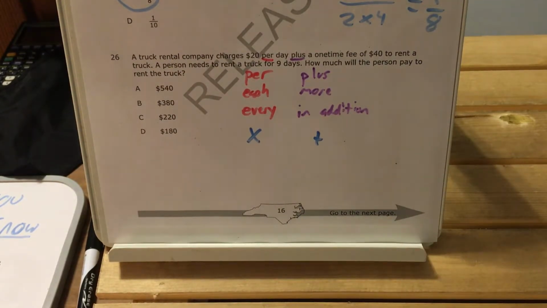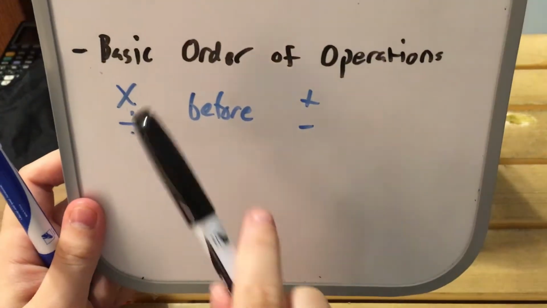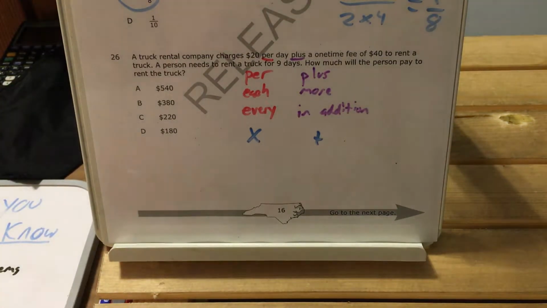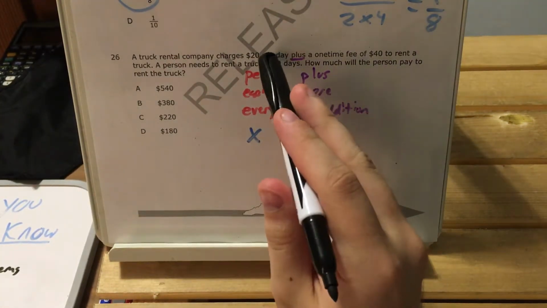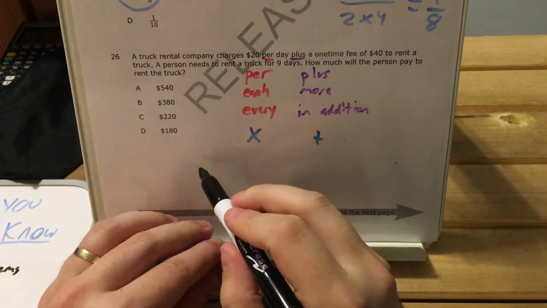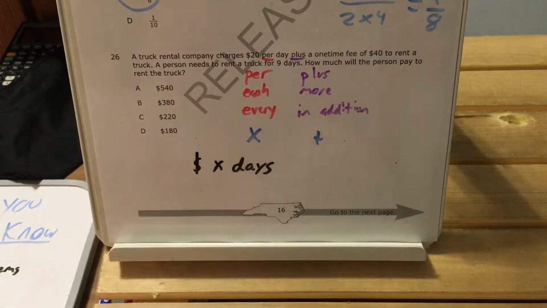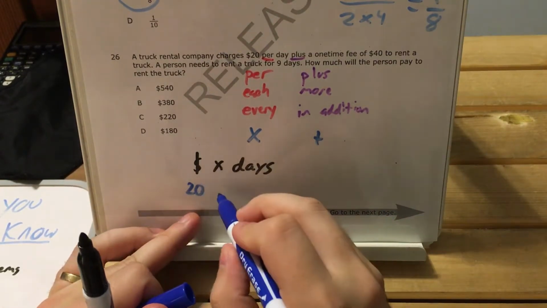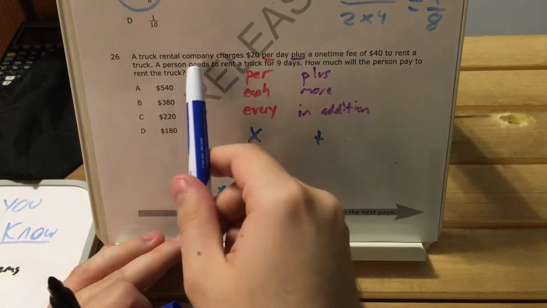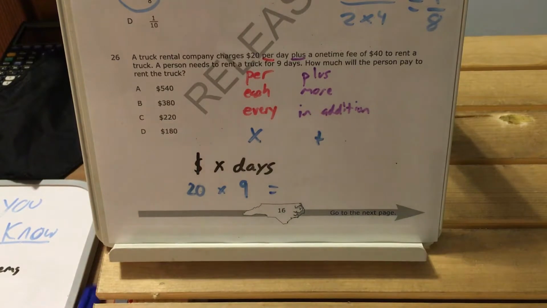So we're going to have to do some multiplying, we're going to have to do some adding. So let's start with our multiplying, because according to this basic order of operations framework, we want to multiply before we add if we have the choice. So since I see per, it's $20 per day. So it's money times days, and then this is going to be 20 times, and it says the person needs to rent a truck for 9 days. So that's 20 times 9.